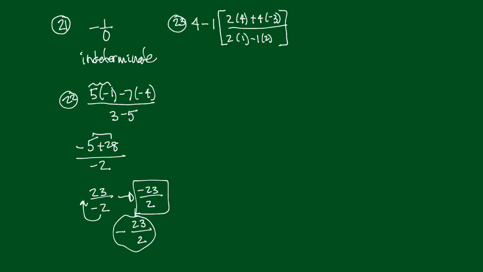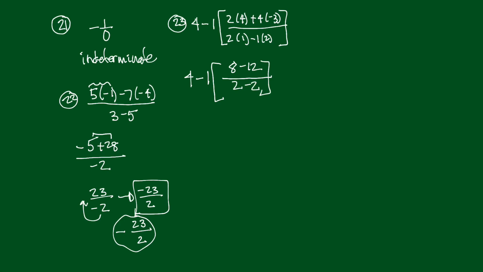Oh, they seem to be getting a little bit bigger now. Well, here's what we have first of all: 4 minus 1 times all this. Now, what have we got in here? Look at the top. 2 times 4 is 8, so I'll get an 8. And then look at this one. Positive 4 times -3 is minus 12. And in the bottom, 2 times 1 is 2. And then -1 times 2, that's actually -2, right?